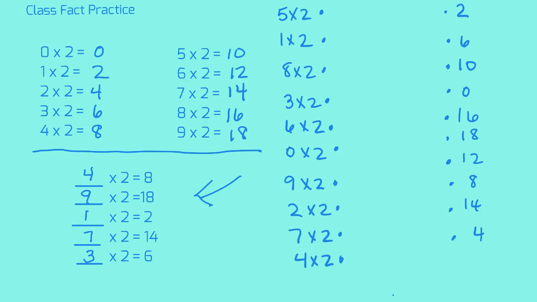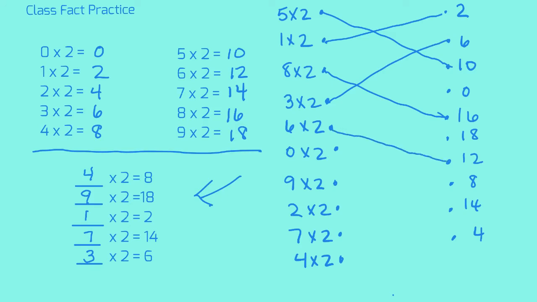Let's go ahead and go over to the right-hand side, and this is just a little matching section. So 5 times 2 equals 10. 1 times 2 equals 2. 8 times 2 equals 16. 3 times 2 equals 6. 6 times 2 equals 12. 0 times 2 equals 0. 9 times 2 equals 18. 2 times 2 equals 4. 7 times 2 equals 14. And 4 times 2 equals 8.